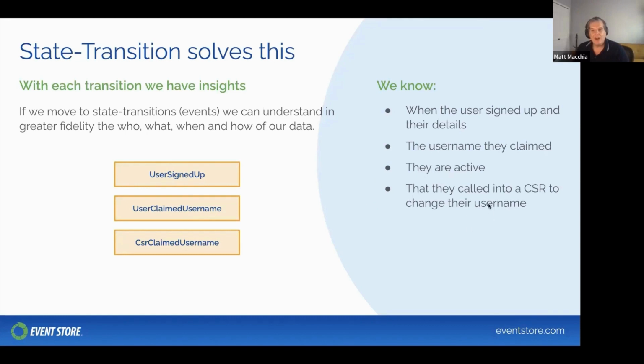We also know that they called into a CSR to change their username, and then the CSR claimed another username, right? That's powerful, right? So now all of a sudden we know the context of what their new username is, but we also know what their old username was, right? So that's incredibly huge, right? That audit log right there changed everything.